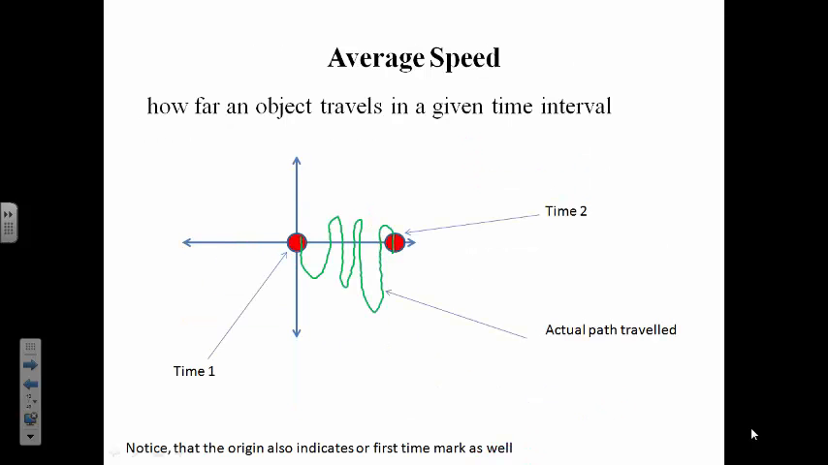So let's take our displacements and talk about how quickly we make them. When we talk about a displacement or distance traveled in some amount of time, now we're talking about what we call speeds or velocities. The first thing we're going to define is our average speed. Our average speed is going to be how far we traveled, which is our distance. It's going to be the actual path. We start a stopwatch at time 1. We stop the stopwatch when we get to where we're going, and that's time 2. And then we have our actual path traveled.